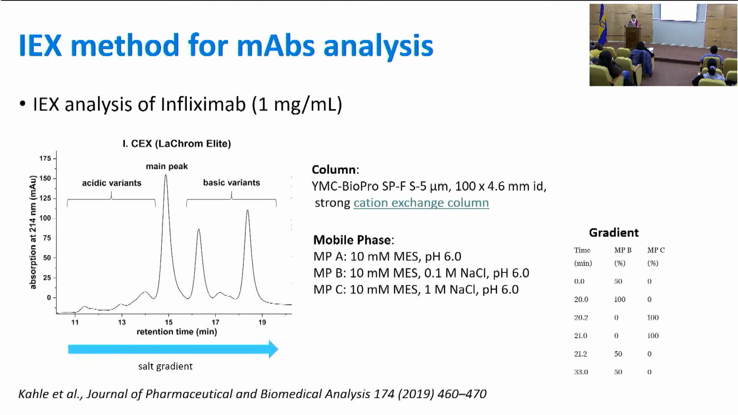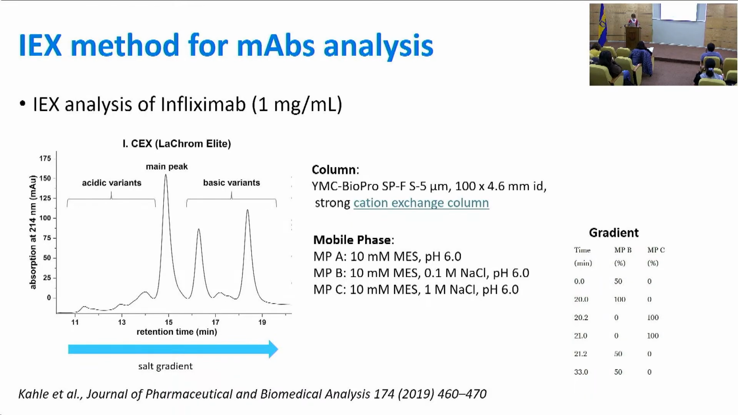So here is the type of profile obtained when MABs are analyzed by ion exchange. You have the salt gradient, and for the protein you have the main peak. On the right the basic variants, and on the left the acidic variants. And this profile allows establishing a sort of identity for the proteins. Okay.